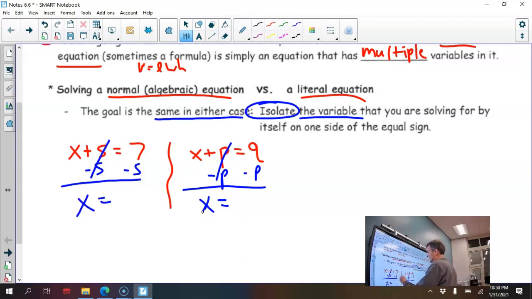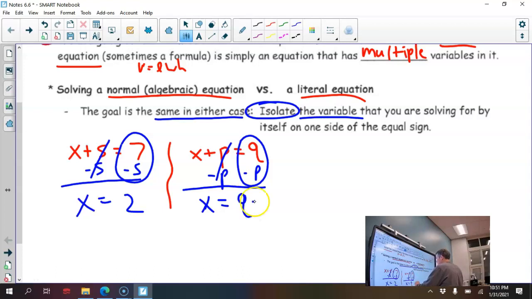On the left side over here, I can actually subtract 7 minus 5, and I get 2. But here I cannot actually subtract q minus p. Those are not like terms. So my answer is just going to be x equals q minus p. All right? My answer is still a literal equation. It's just isolated the variable that I want by itself. This is what x is equal to.